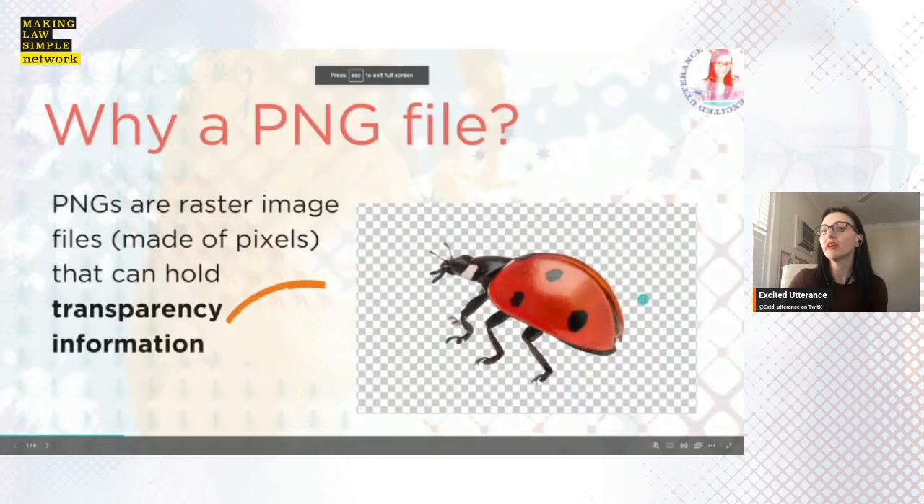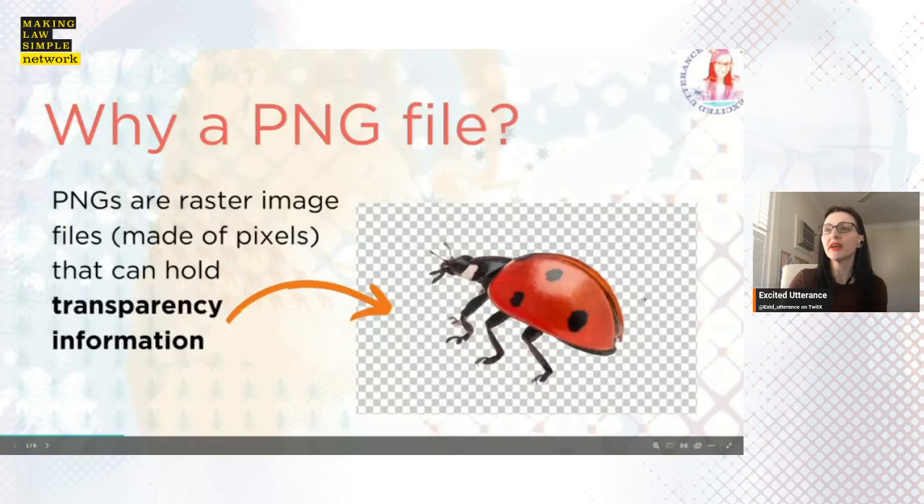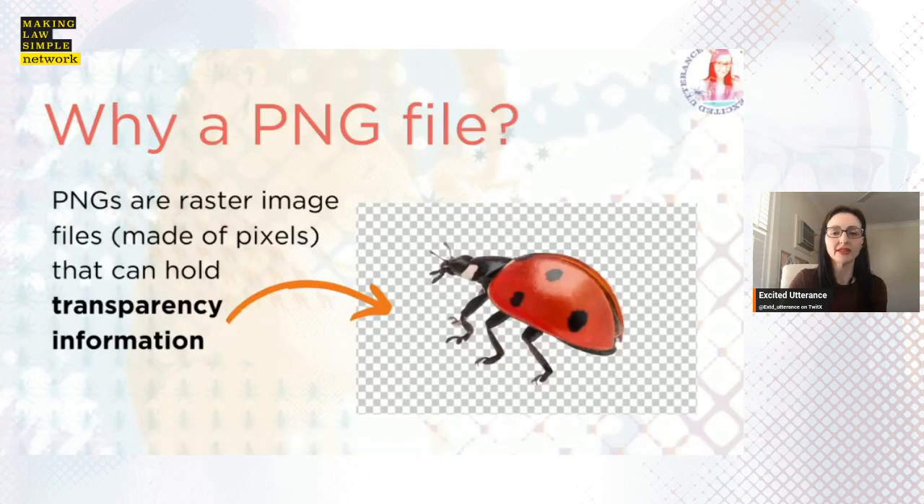All right, so PNGs are raster image files. Raster image files, and we touched on this in the last stream that we did, which was a live stream, are made up of pixels, so little teensy weensy little squares. Pixels are also called rasters. So rasters and pixels are the same thing.